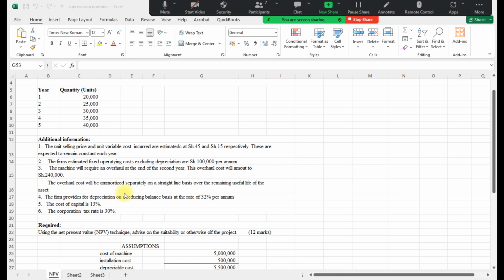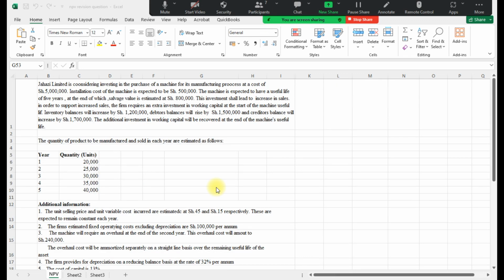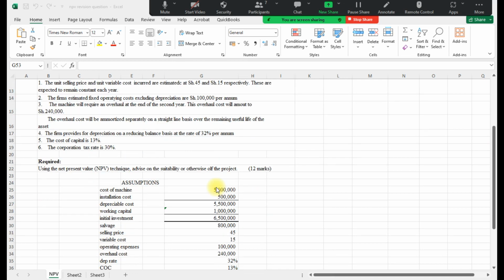The overhaul cost will be amortized separately on a straight line basis over the remaining useful life of the asset. The firm provides for depreciation on reducing balance basis at the rate of 32% per annum. The cost of capital is 13% and the corporate tax rate is 30%. So we're told, using NPV, advise on the suitability or otherwise of the project, and we had summarized all these values as our assumptions.